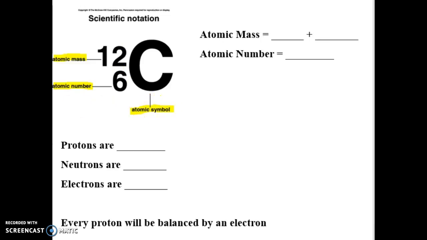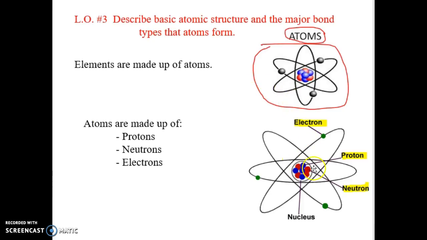The atomic symbol just represents the particular element. C for carbon, O for oxygen, H for hydrogen, N for nitrogen, phosphorus and sulfur, and so on. Okay, so this information is essential to figuring out the structure. What should it look like? How many protons, how many neutrons, and how many electrons?